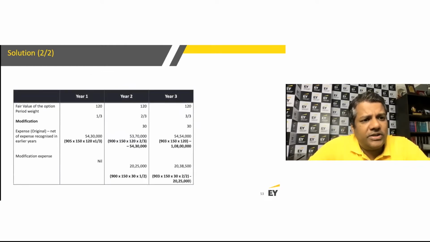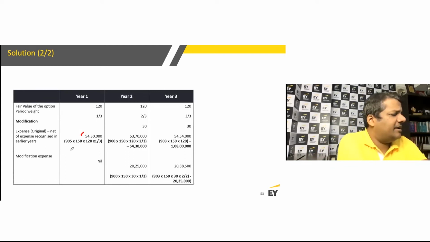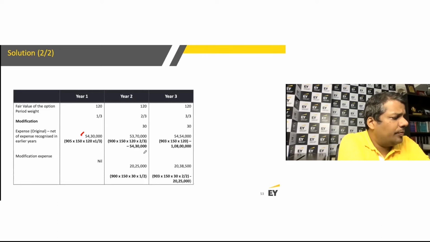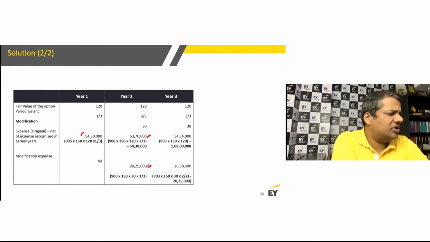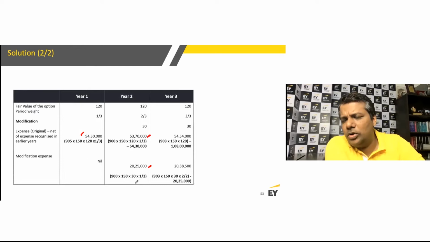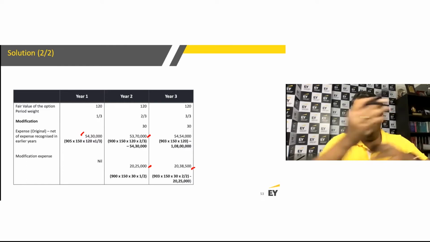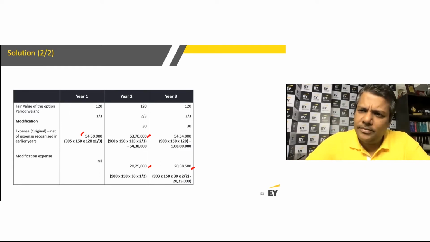If you see, in year 1 my expense is 54,30,000, which is 905 into 150 into 120 into 1 by 3. Now in year 2, I'm not only recording this 53,70,000, I also need to record the 20,25,000 modification cost, 1 by 2. This cost also I need to record. And similarly, the balance is 20,38,500 is what I will end up with. So the modification of 30 rupees will get recorded over year 2 and year 3.